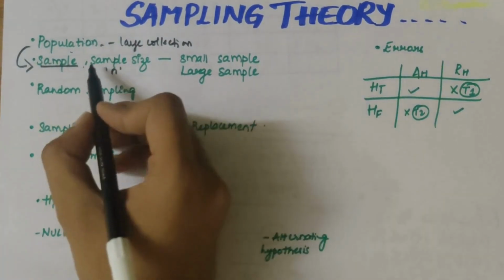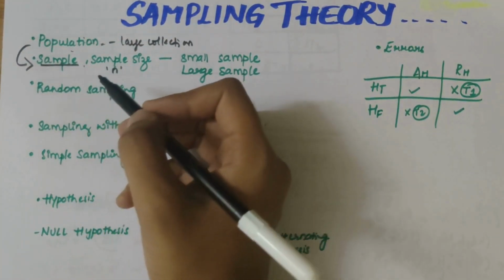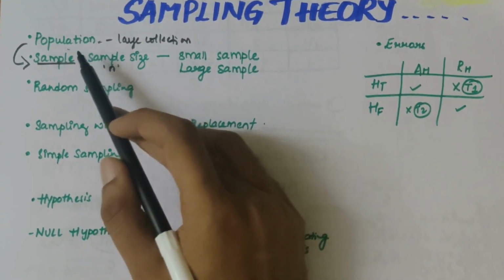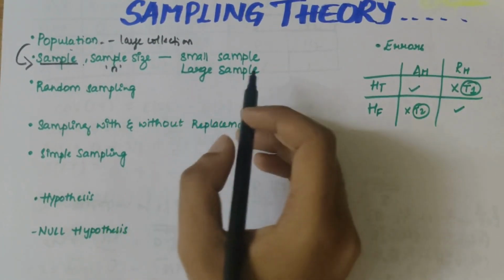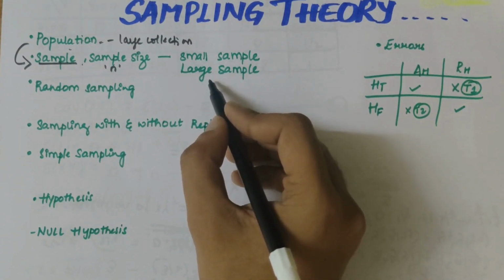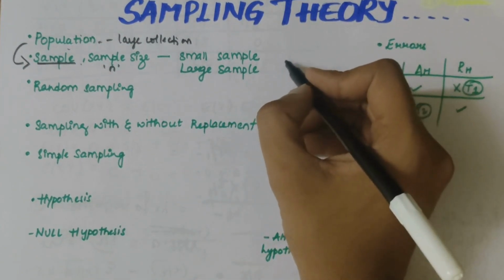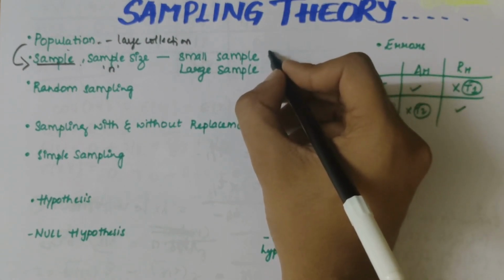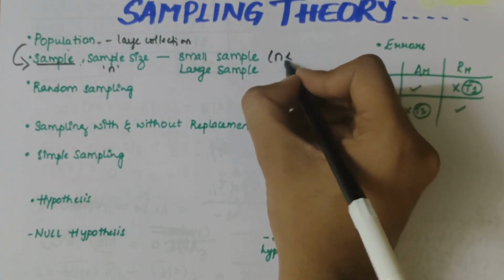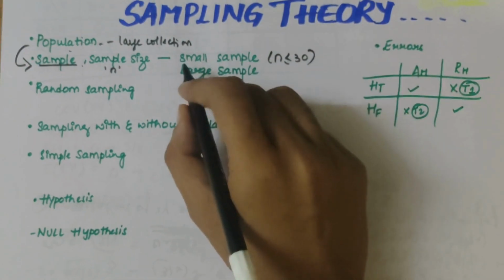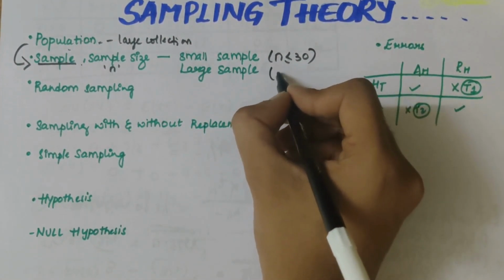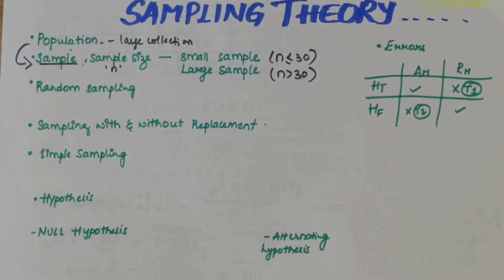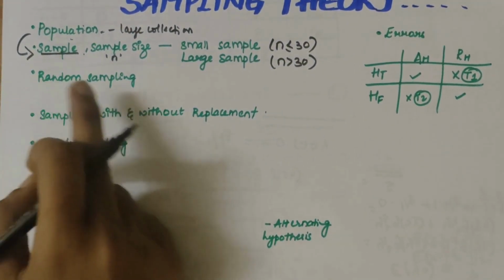Sample size tells us the size of this sample, that is, the number of individuals present or considered in this sample. So here we have small sample and large sample. If the sample size is less than or equal to 30, then it is called a small sample, and if it's more than 30, then it's called a large sample. Now let's look into random sampling.